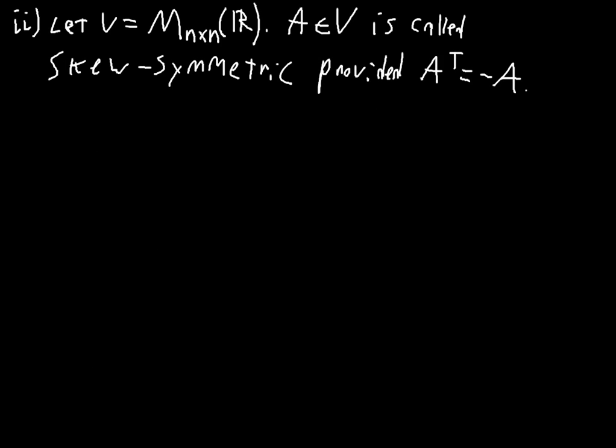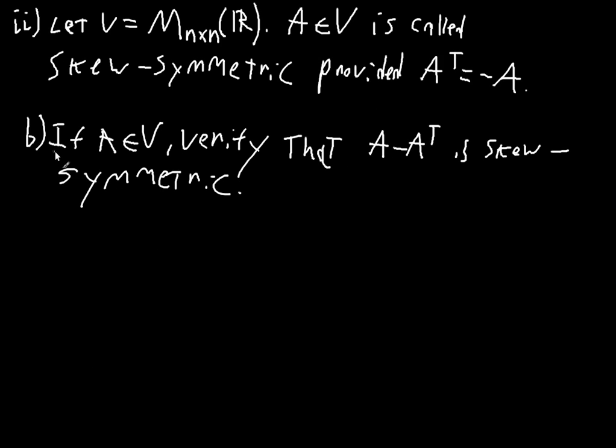Here we are. Part B of this question asks us to just verify that this matrix, whenever I have some n by n matrix, this guy is skew symmetric. Okay. So how do we do that? Okay, it's pretty straightforward. All we have to do is verify that if we apply the transpose to this guy, then we get a minus.